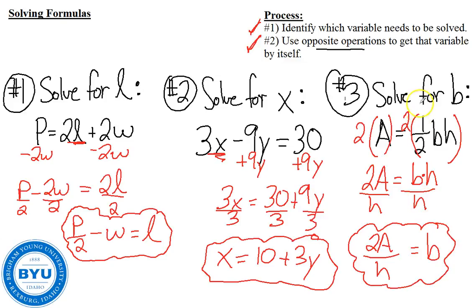On this problem, sometimes people want to try to distribute the 2 in. We don't distribute a 2 into everything unless there's plus or minus signs. This is just one term, so that's why we just did it to the 1/2. 2 times 1/2. Okay, there we go.